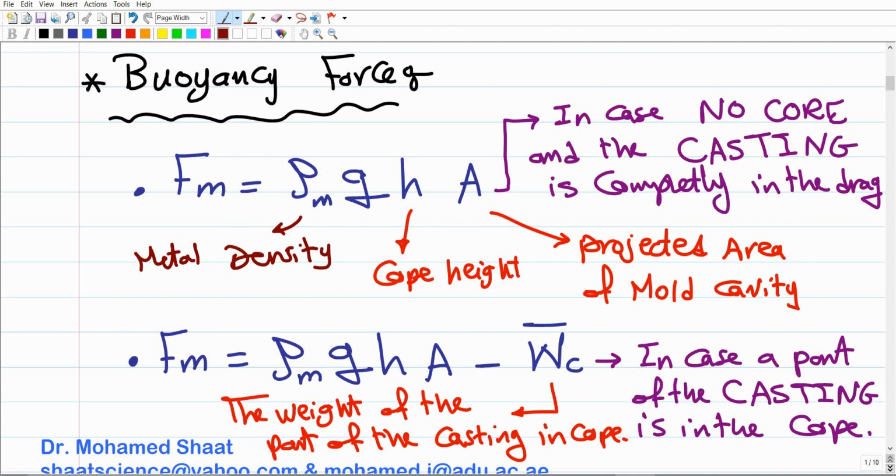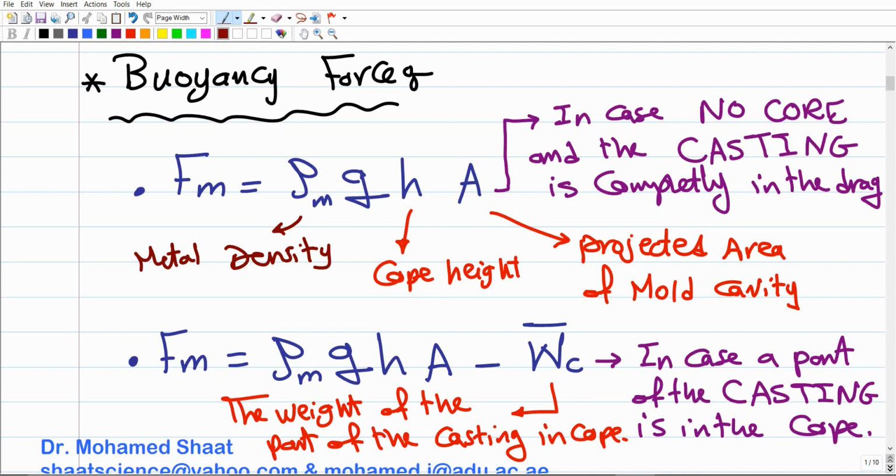So it means that the density for some materials is already commonly known. Anyway, it will be provided to you. g is the gravitational acceleration. h stands for the height of the molten metal inside the mold cavity, in addition to the sand. So we said that this parameter, all the time, we're going to consider as the cope height, in addition to the area, which is the projected area of the molten metal.